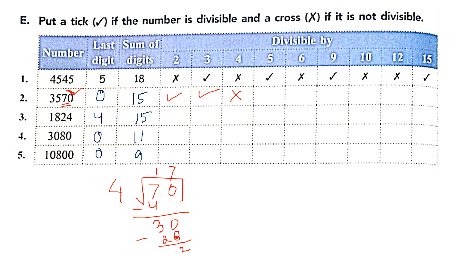This number is ending with 0. 5's divisibility rule is that it should have a 0 or a 5 in the ones place. So yes, it is divisible by this number. In the case of 6, if the number is divisible by 2 and 3, then it is divisible by 6. So yes. If you see 15, 15 is not in the table of 9, not divisible. This is ending with 0, so yes, it is divisible. For 12, it has to be divisible by 3 and 4, but you see here it is not divisible by 4, so not divisible. For 15, it should be divisible by 3 and 5, so yes, it is divisible.